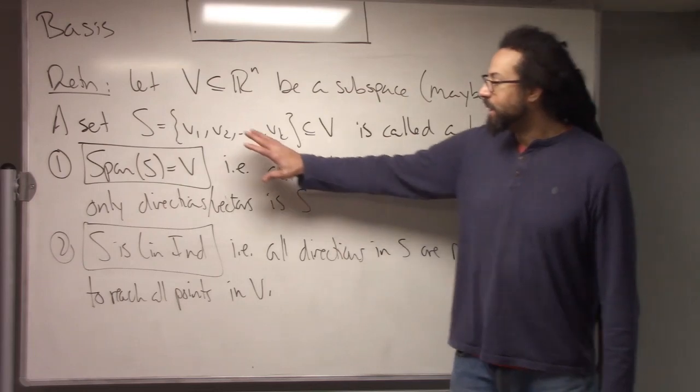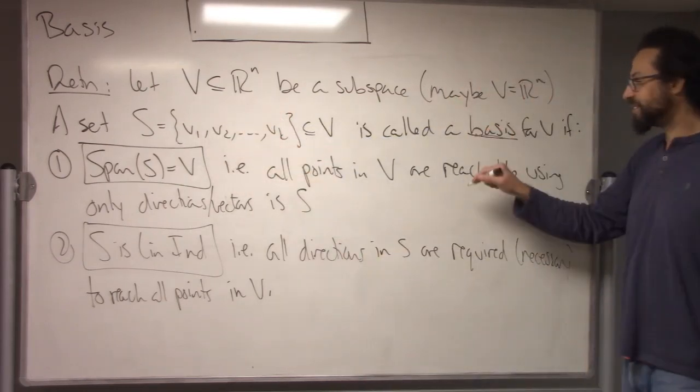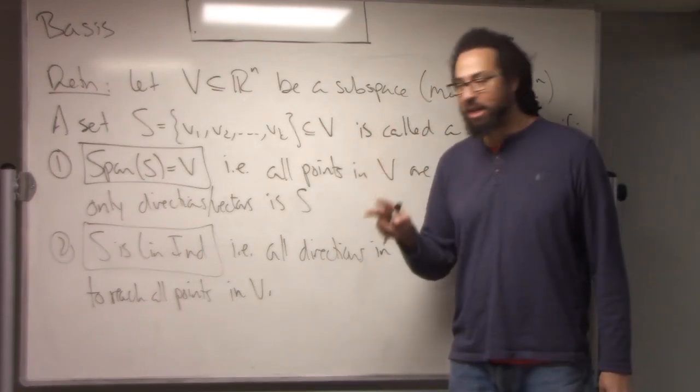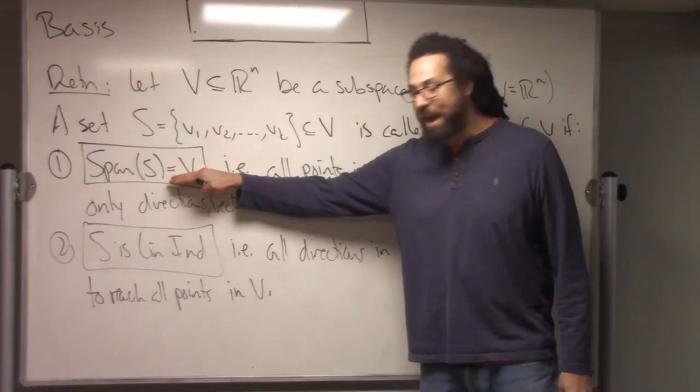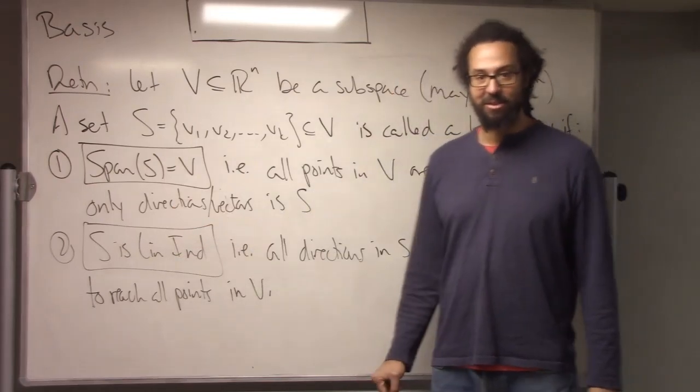So again, we will call this thing a basis, right? It's called a basis if it does two things that you already know about. One, it's got to span all of V, and two, it's got to be linearly independent.